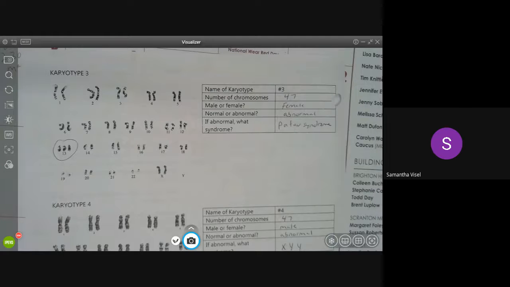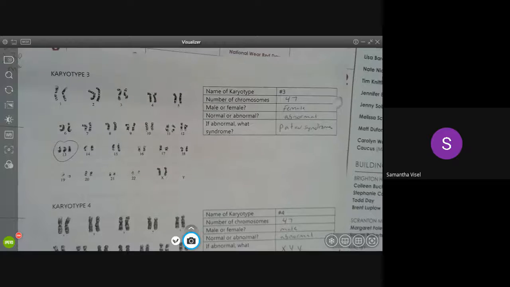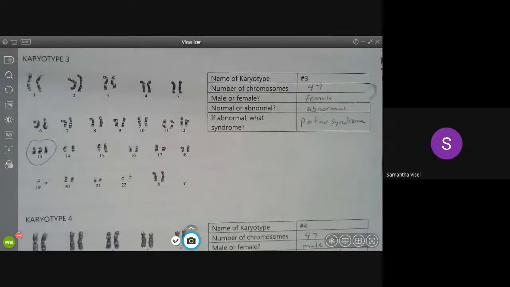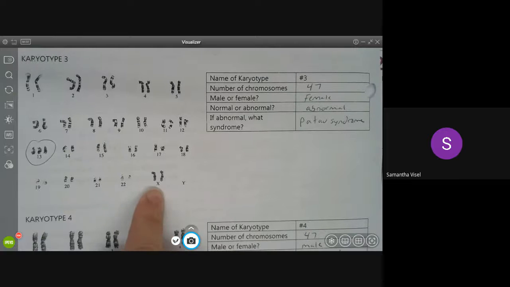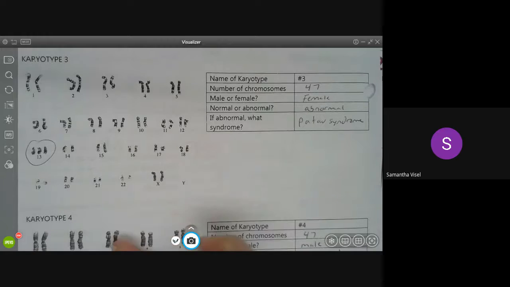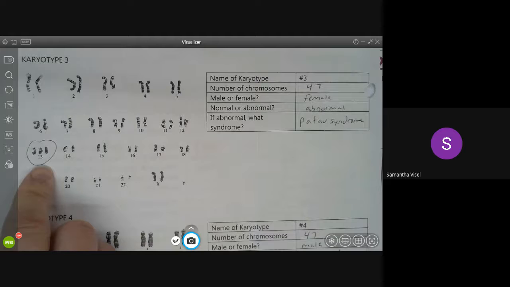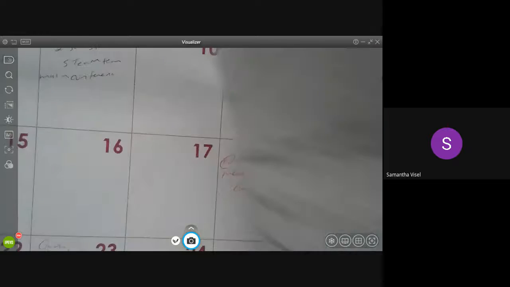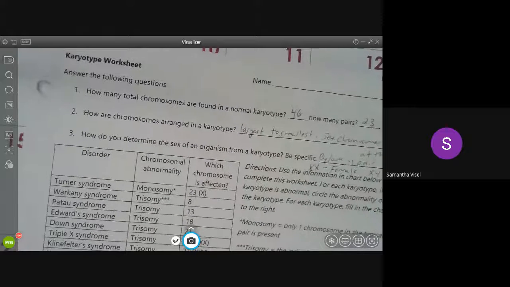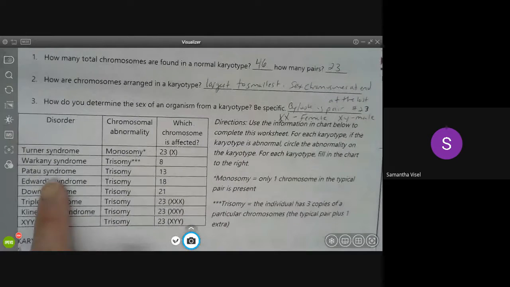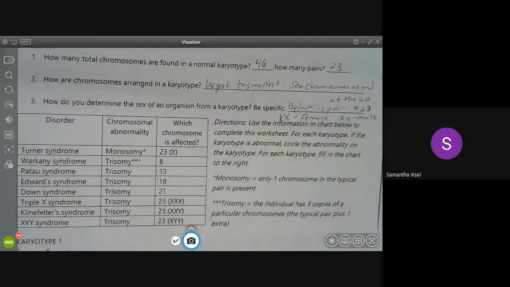So on the back here, we have an abnormality. Oh my goodness, I have 47 chromosomes. This person is female. I have 2 X's here. So since I have 47, this is an abnormal karyotype. I have an extra at chromosome number 13. And so at chromosome number 13, this would be Patau syndrome.